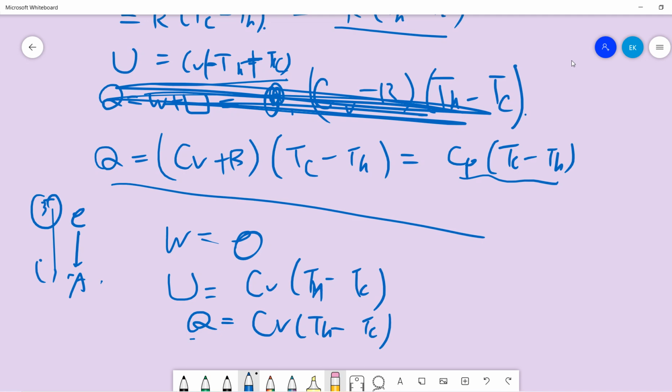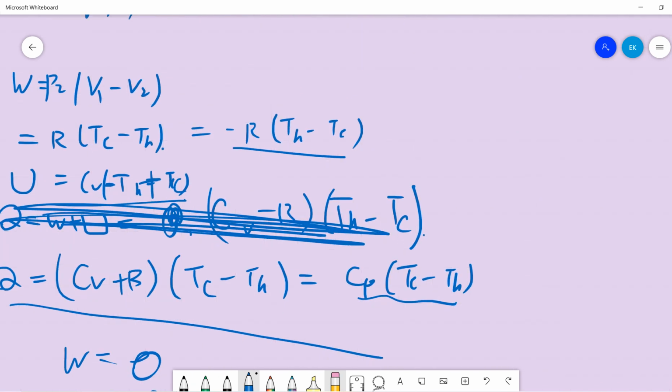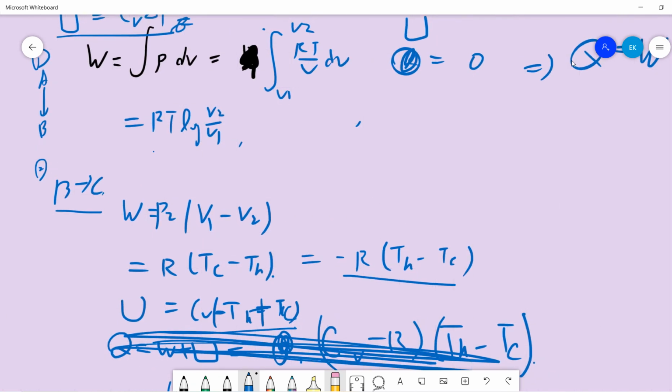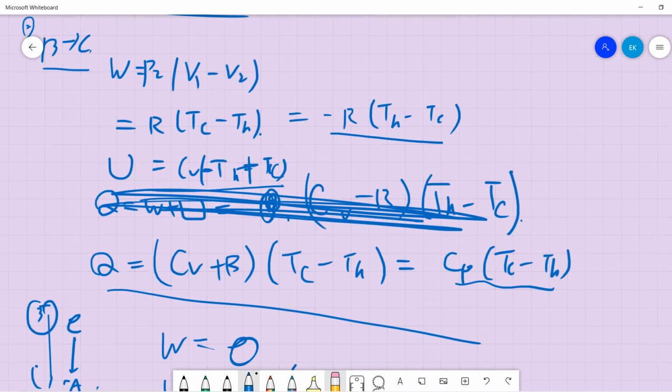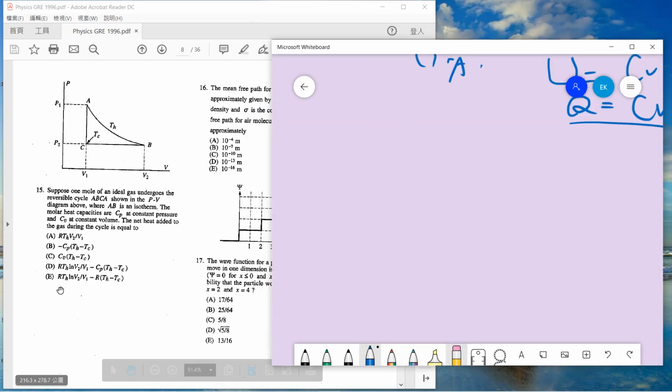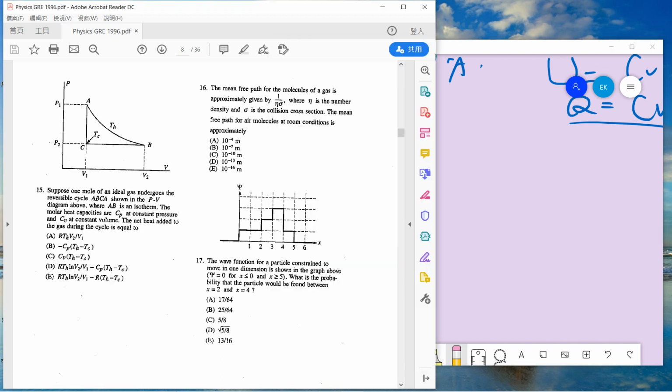So we have this one plus this one, and the original this one. And then we can get an answer, which is E, because you will have Cp minus Cv, so you will have some R remaining. So the answer is E.